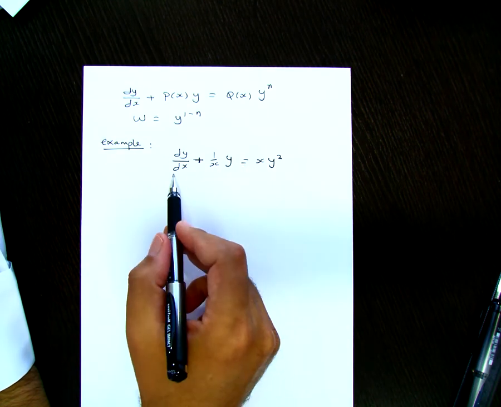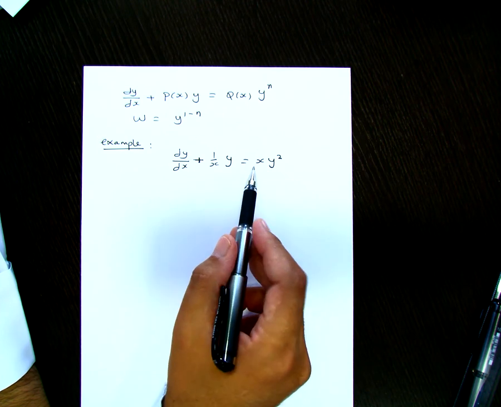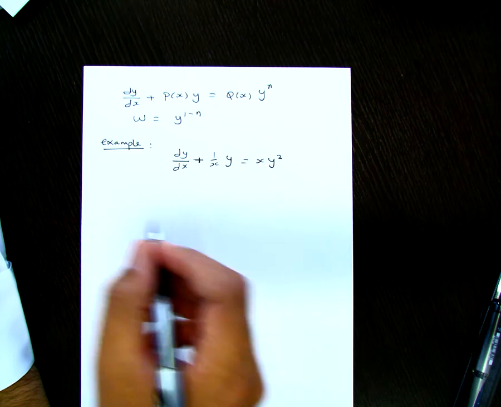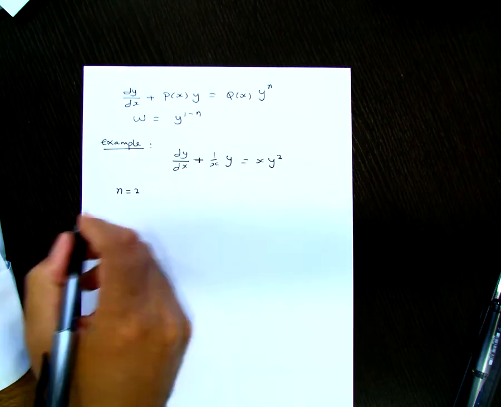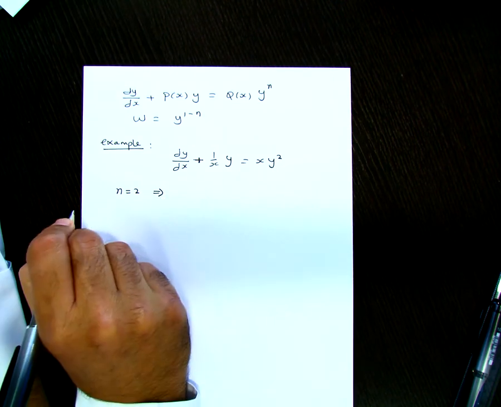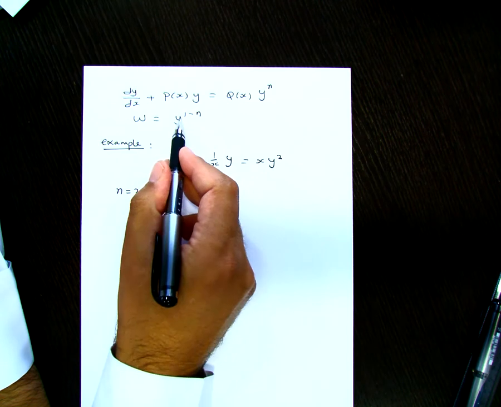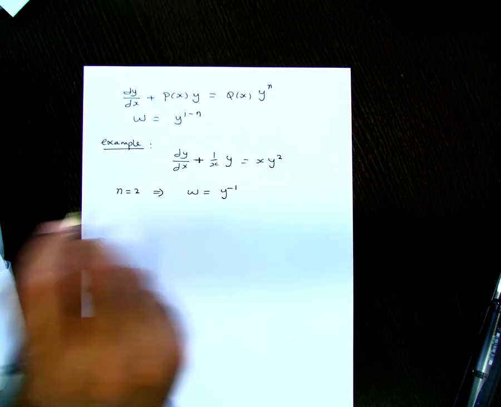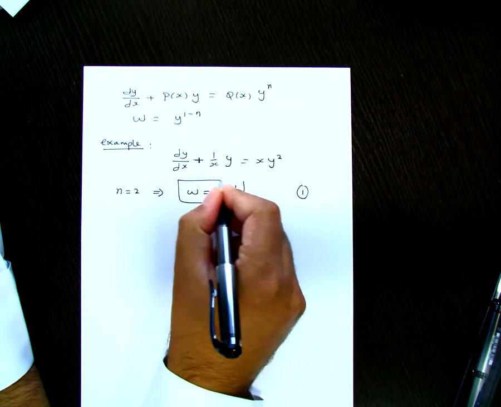If we look at this equation here, dy/dx plus 1 over x times y equal x times y to the power 2. As you can see, n equals 2, which is the power of y. So I'm going to use the substitution w equal y to the 1 minus n, so 1 minus 2, which gives me y to the power minus 1. Let's call that equation 1 because we'll come back to it.